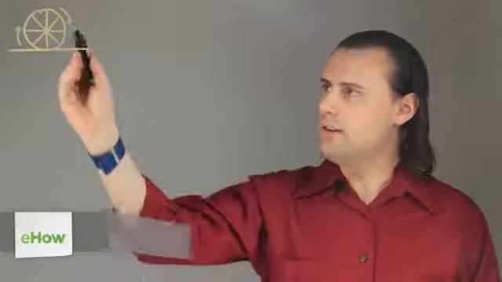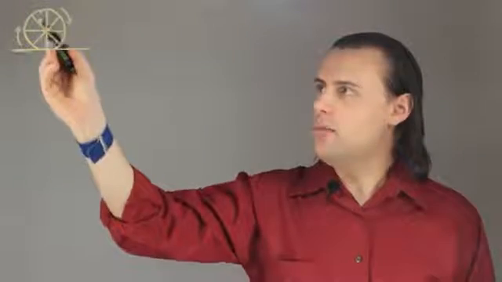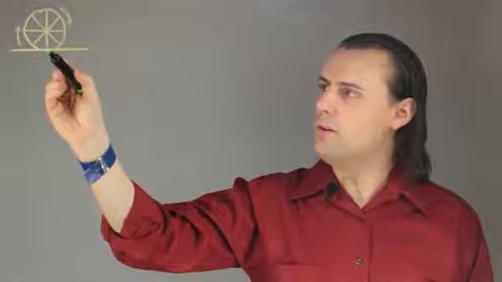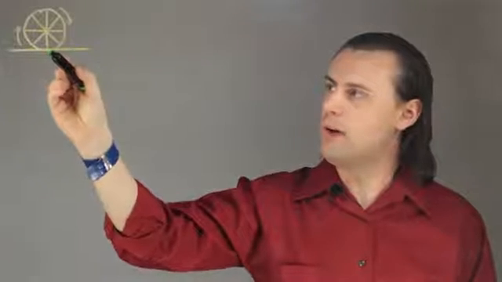So here we're going to consider a wheel that's rolling on the ground, and it's rolling without slipping. What that means is that this point of the wheel stays and remains in contact with the same point in the ground. The wheel does not slip.